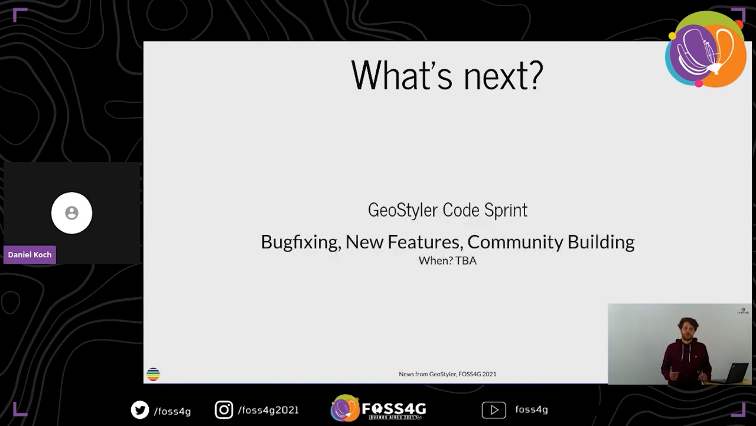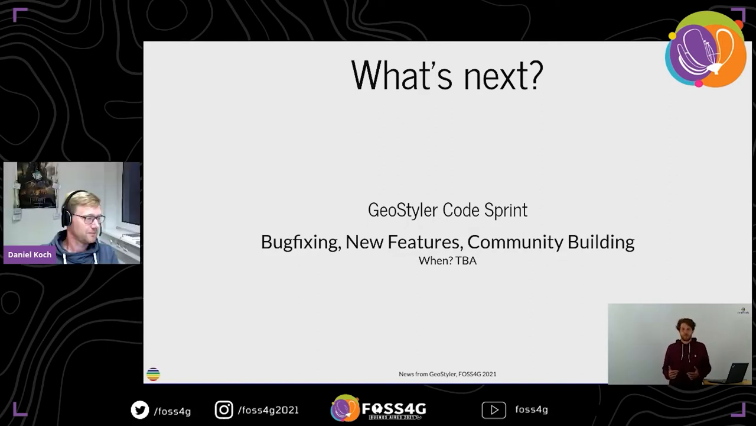We're also thinking of doing a GeoStyler code sprint and thereby having dedicated time to do some bug fixing, to implement new features, to create new ideas, and also to do some community building so that the GeoStyler community can even grow. Currently, we are in the middle of planning this code sprint, but it is still too early to announce a fixed date when this should happen. So if you're interested in participating in this code sprint, you might want to check out the GeoStyler homepage more regularly or also take a look at our GitHub page.